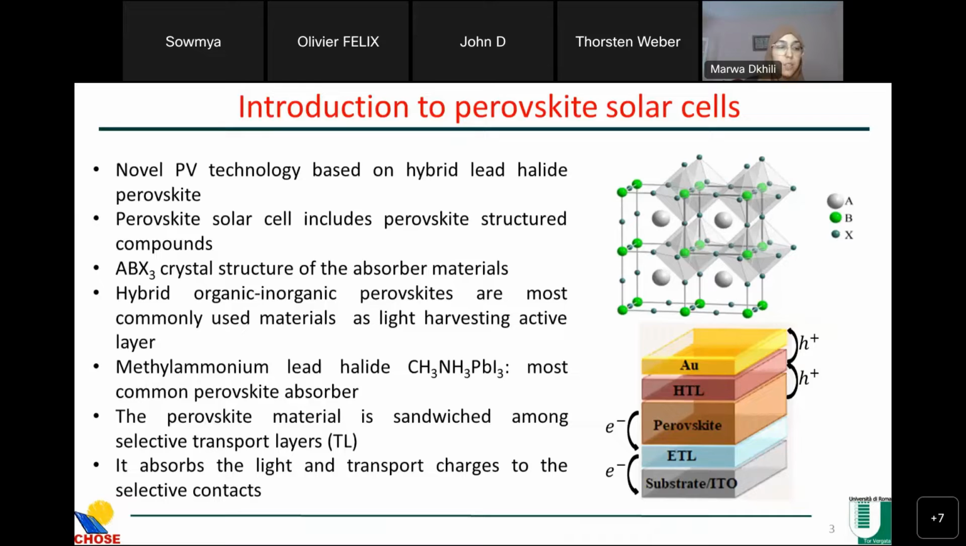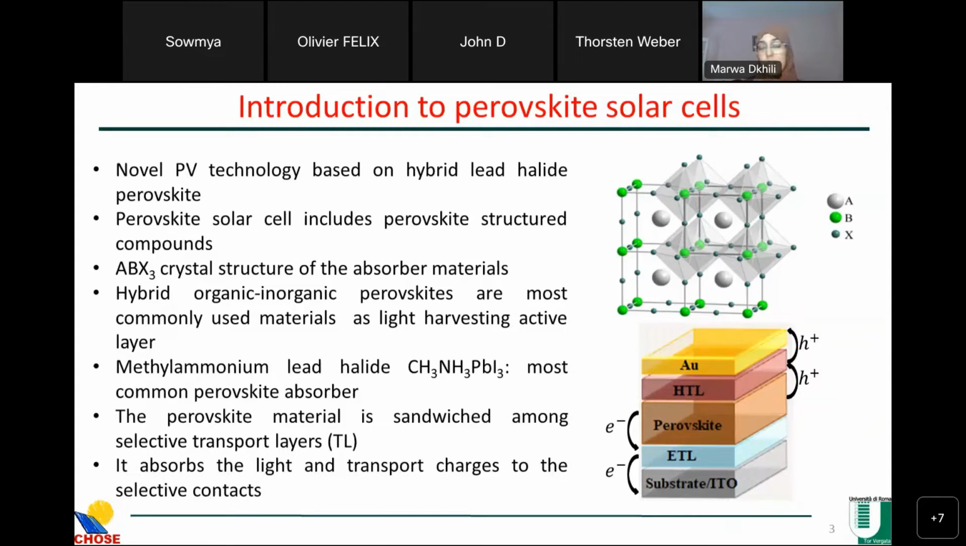In the general structure of the perovskite solar cells, the perovskite material is sandwiched between selective transport layers, which are the electron transport layer and the hole transport layer. It absorbs the light and transports charges to the selective contacts, which are the ITO and the gold contacts. The research on this type of cell has been exponentially increasing over the last decades.